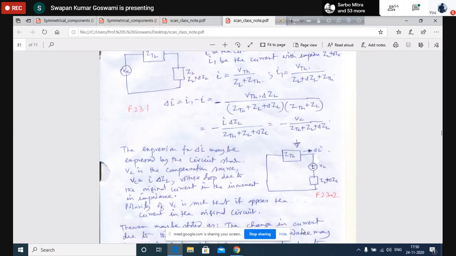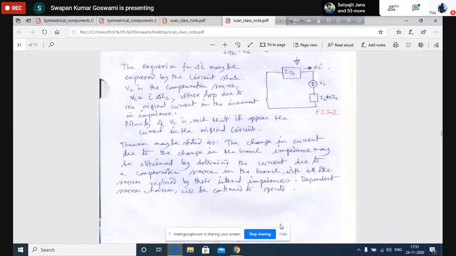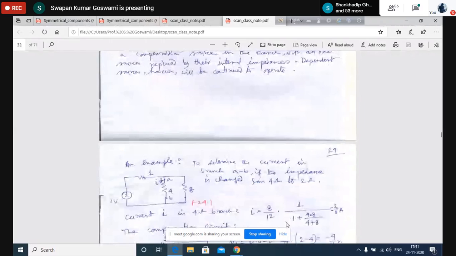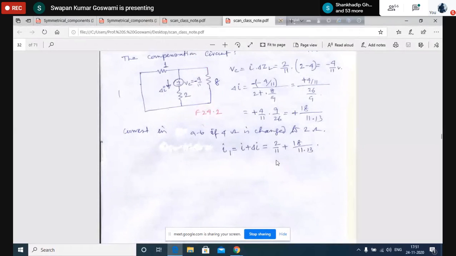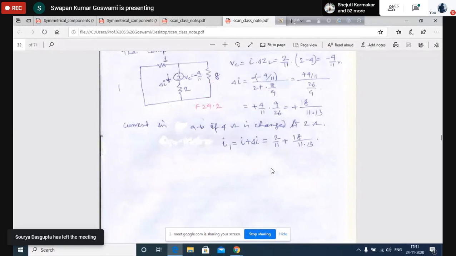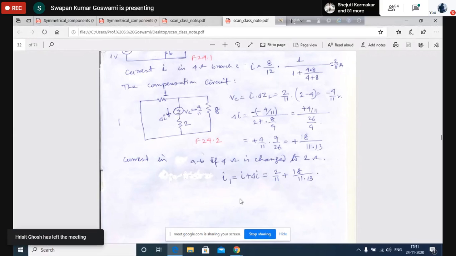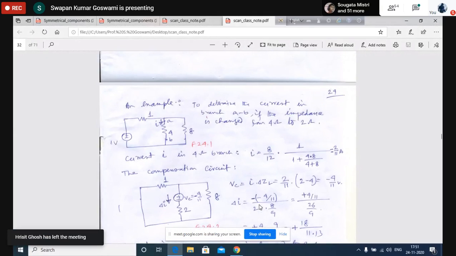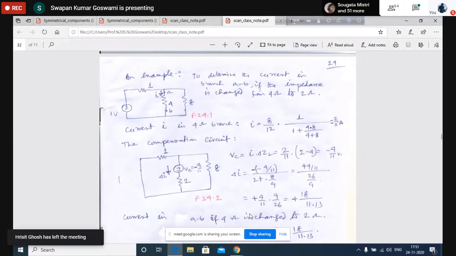Any other question, anybody? Does anyone have any other questions? In the example or in the theorem. Anybody else? Any question?